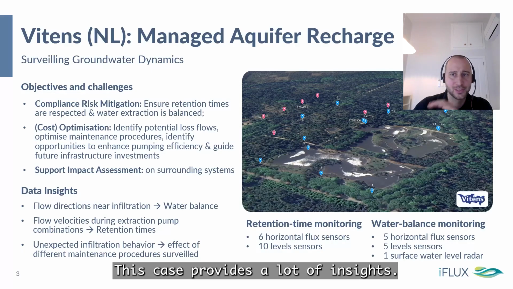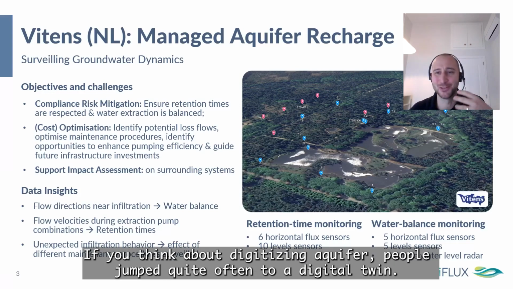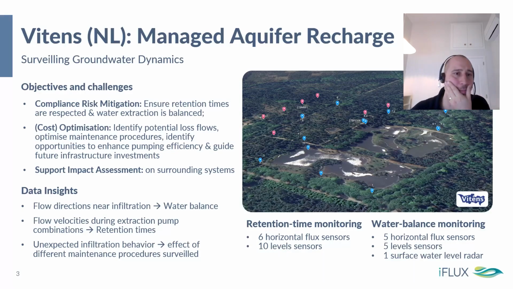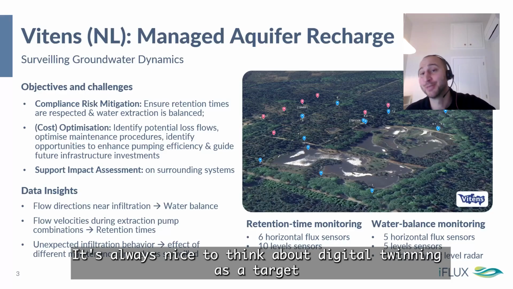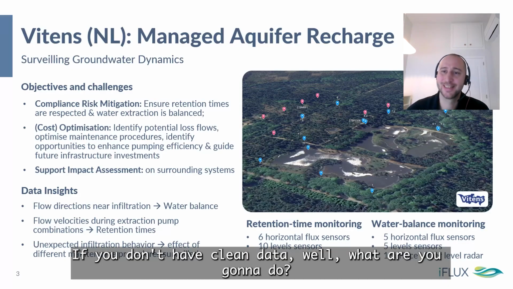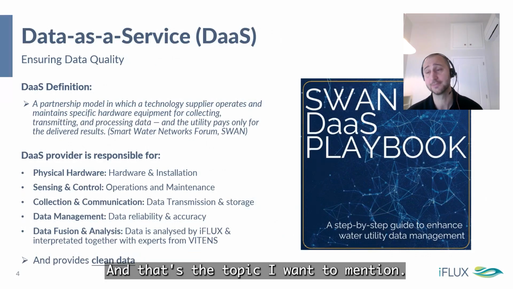Now, this is all besides the case, which provides a lot of insights. We want to digitize this aquifer. If you think about digitizing an aquifer, people jump quite often to digital twin. I think you mentioned it before, David. Yeah, it's always nice to think about digital twinning as a target, far-fetched maybe for some. But the basics is to get clean data. If you don't have clean data, what are you gonna do? And that's the topic I want to mention.